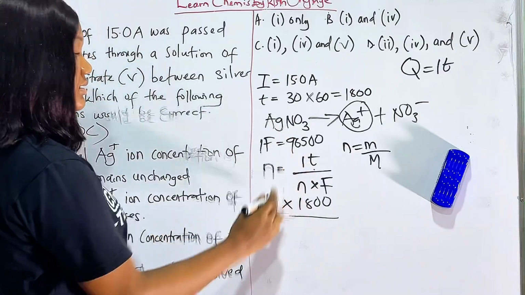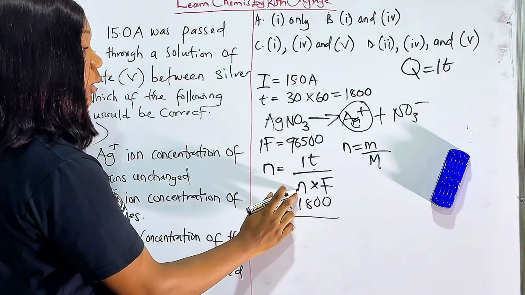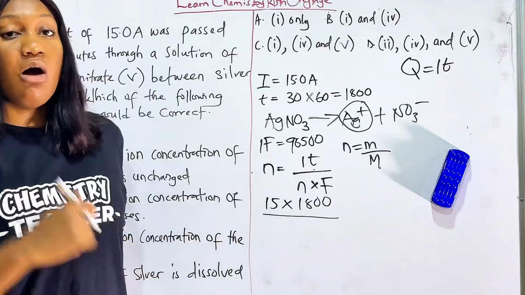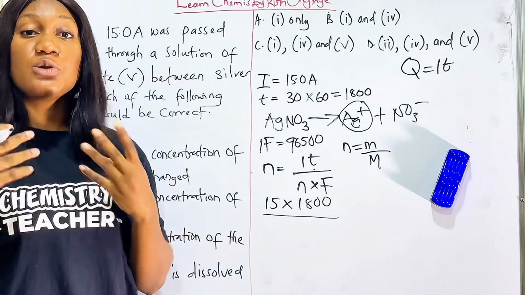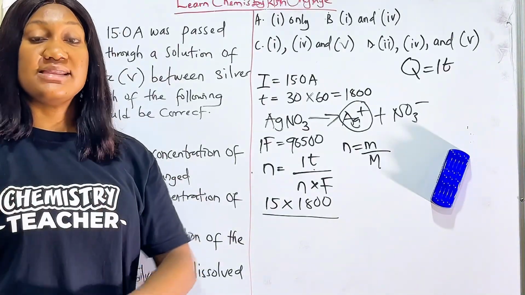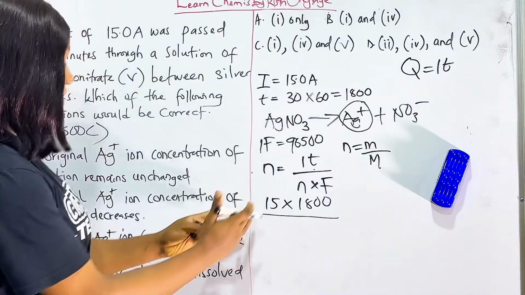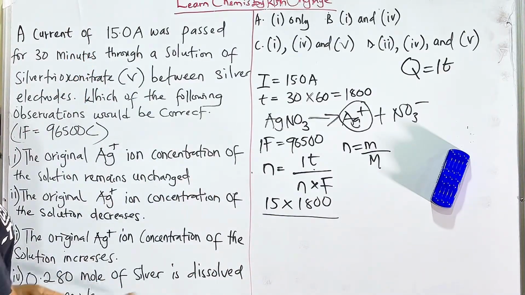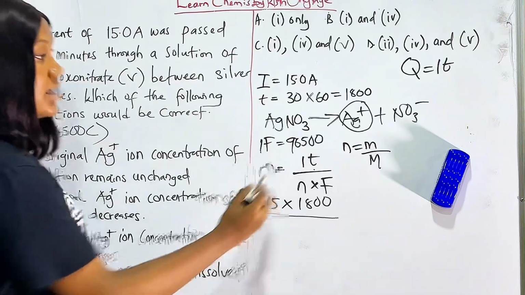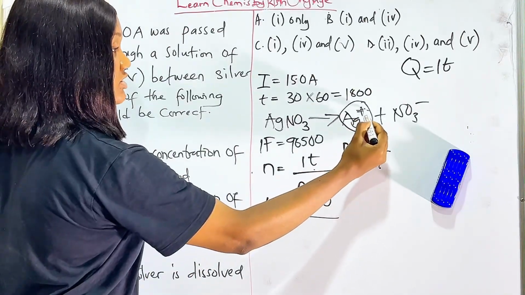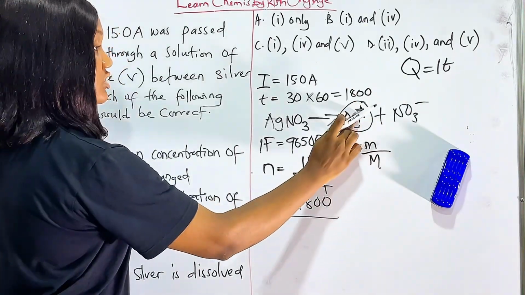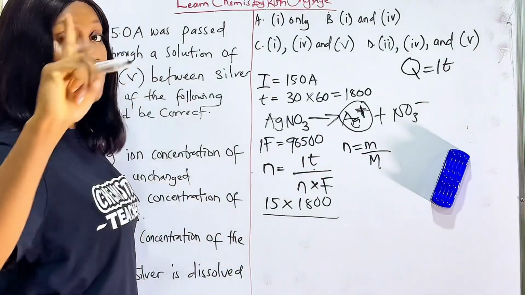What is N? Now, what is oxidation number? Oxidation number will be the oxidation number of the element that was discharged. In this case, we say silver was discharged or deposited. Now, this here is the oxidation number, as you can see. And the oxidation number of silver here is +1.